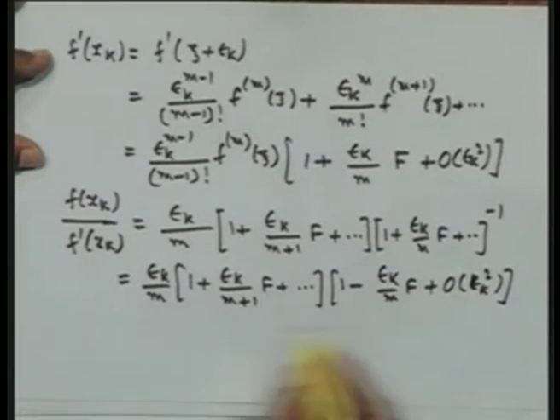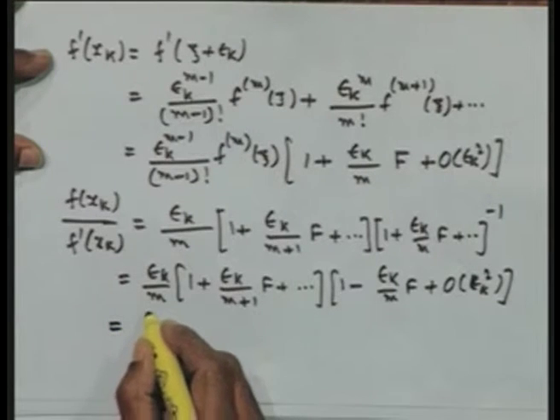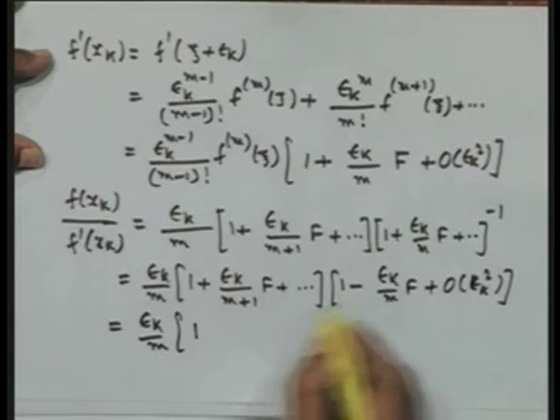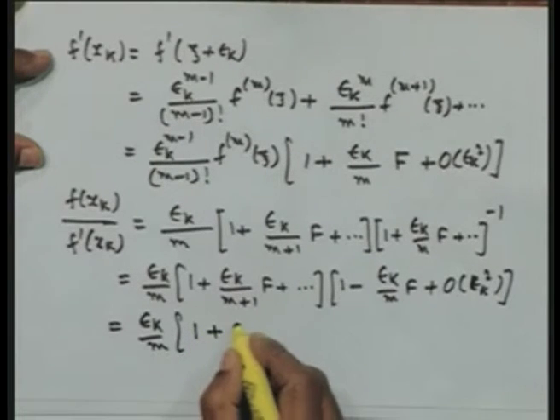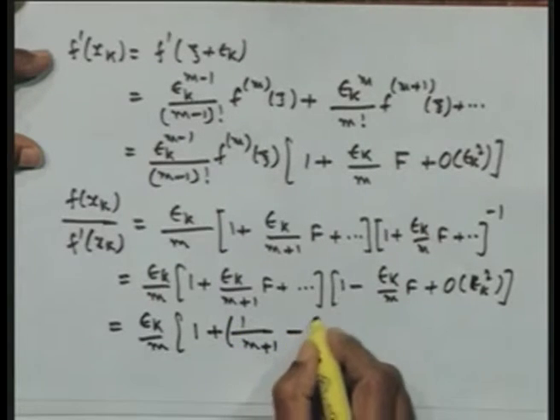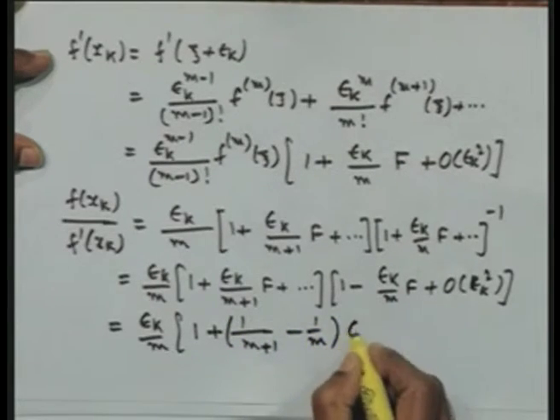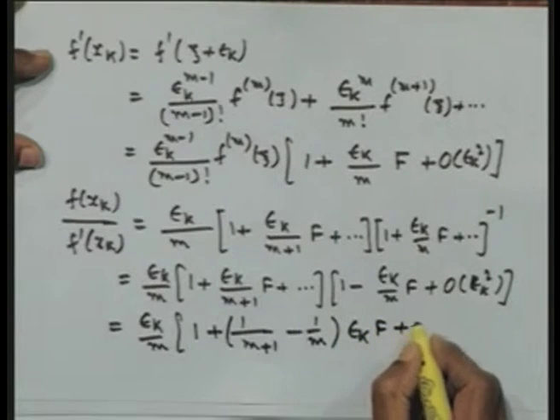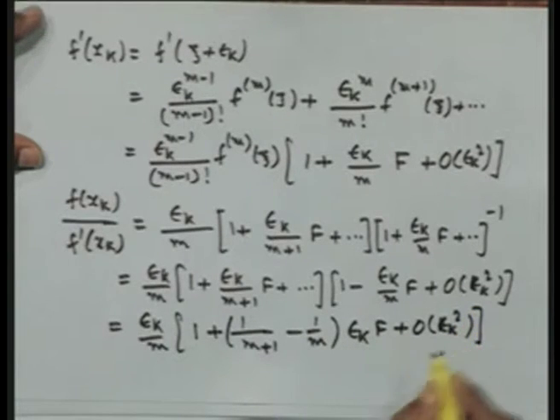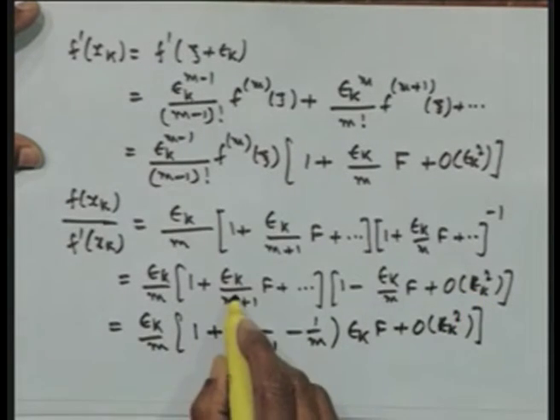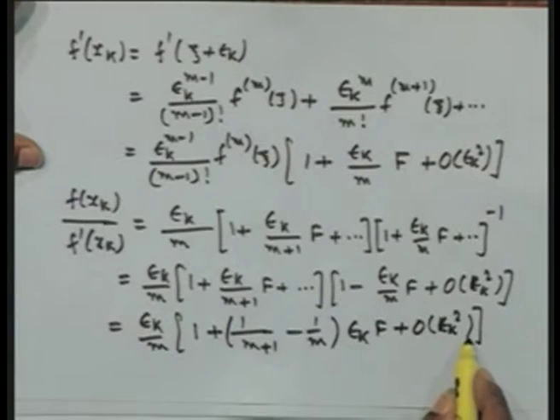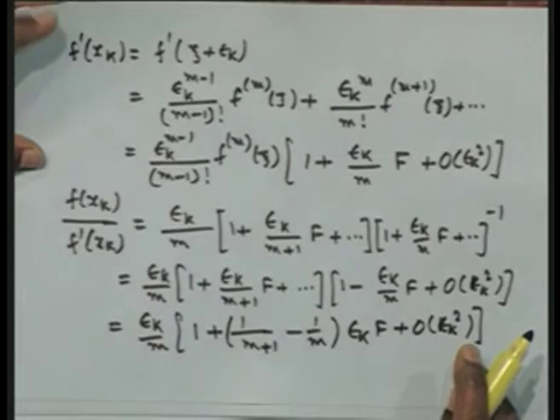Now let us multiply it out and simplify it. So what I will have here is epsilon k by m into 1, and the epsilon k term is 1 upon m plus 1 from here minus 1 upon m from here, epsilon k into f plus order of epsilon k square. So whatever is left out are the remaining terms of order of epsilon k square.